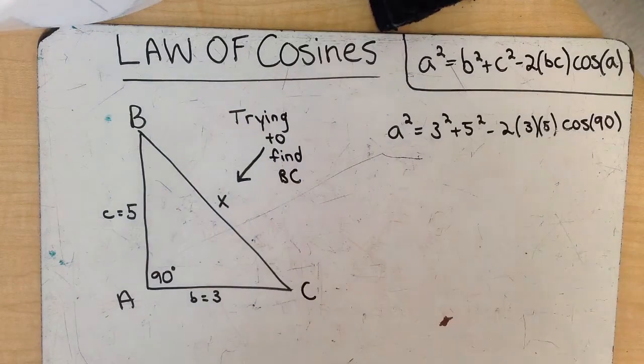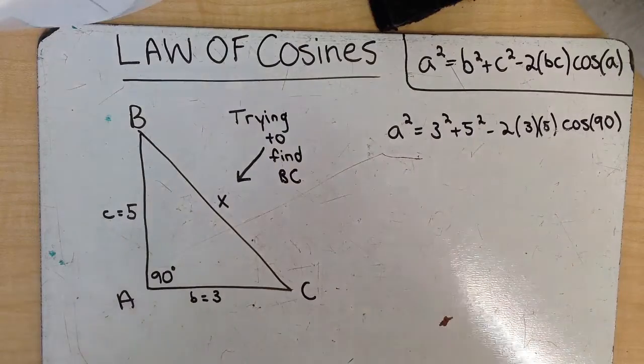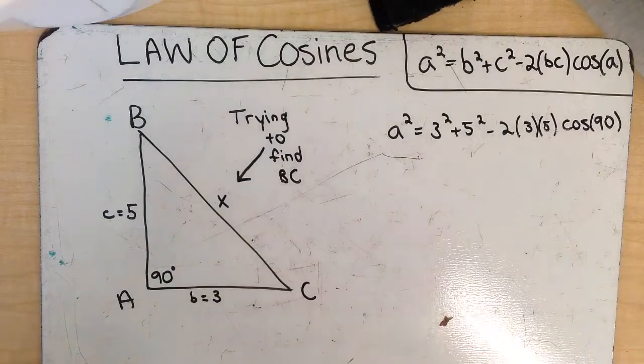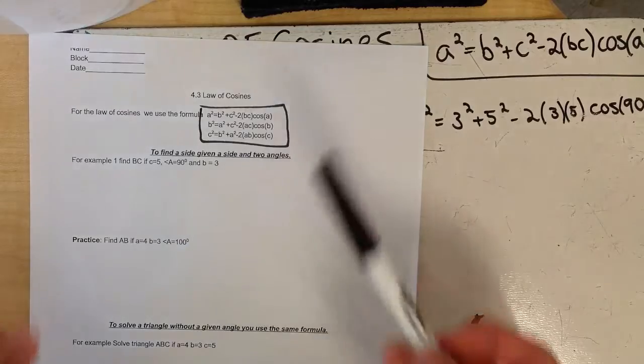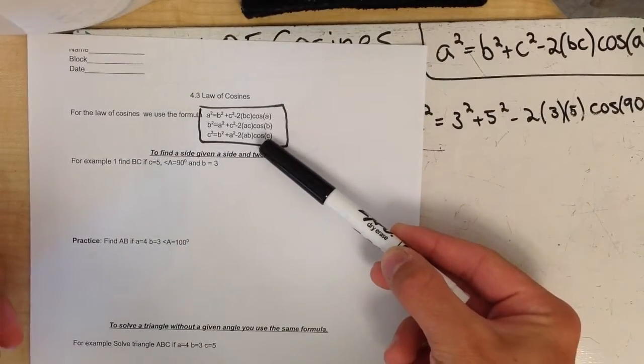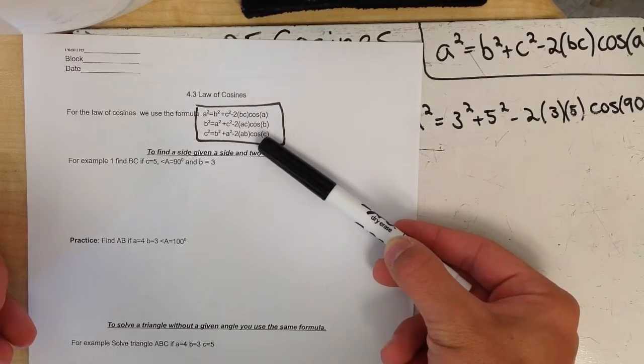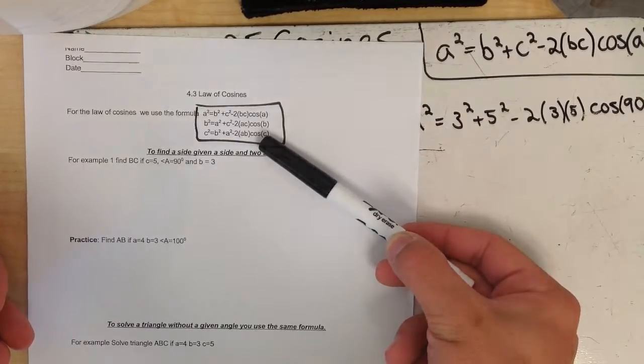Today we're going to be working on the law of cosines. For the first problem, it says, for example 1, find BC if C equals 5, angle A equals 90, and B equals 3. For the law of cosines, we use the equation A squared equals B squared plus C squared minus 2 times BC cosine of A.